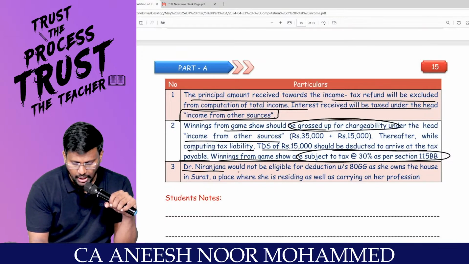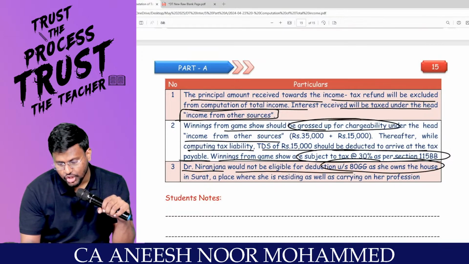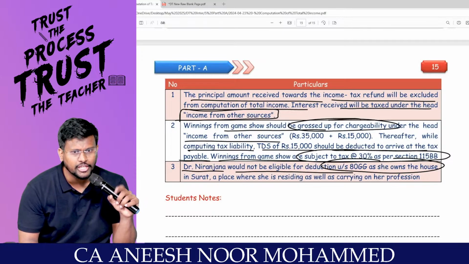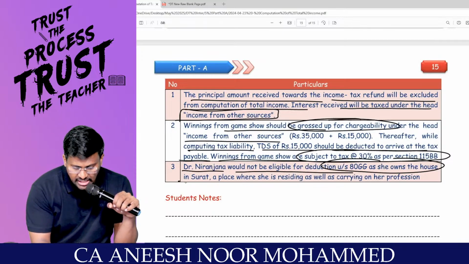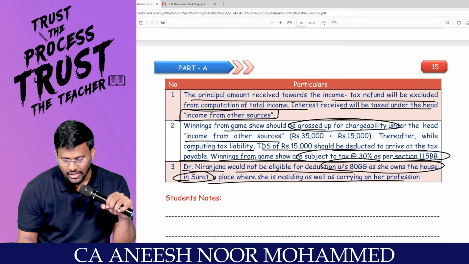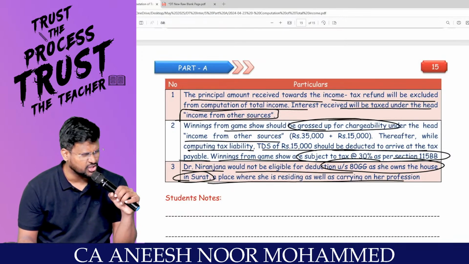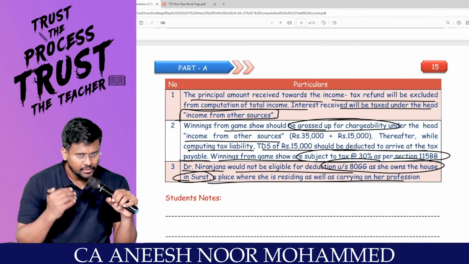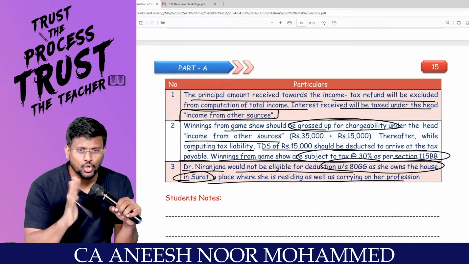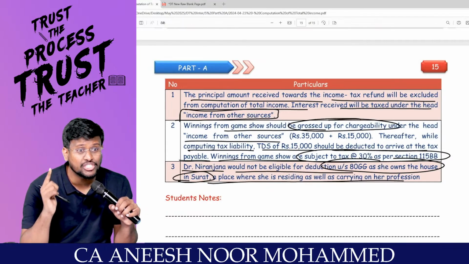Dr. Niranjana will not be eligible for deduction under 80GG. Rent paid, but not HRA. As she owns a house property in Surat, a place where she is residing as well as carrying on profession, she's already having a house property, correct? Then if she pays any rent, she's not entitled to claim deduction under 80GG.